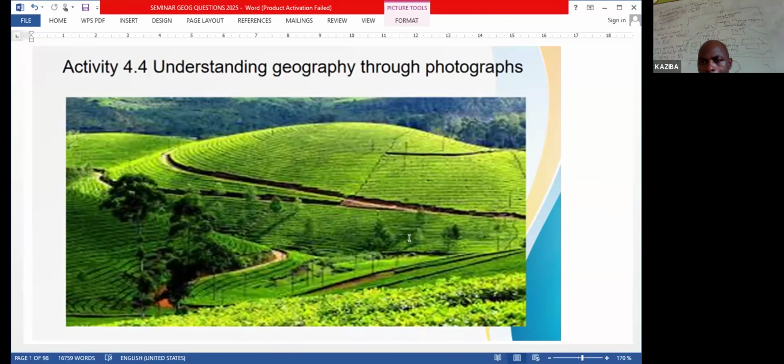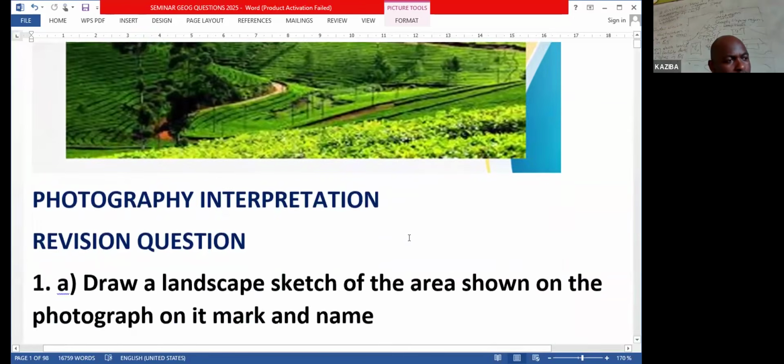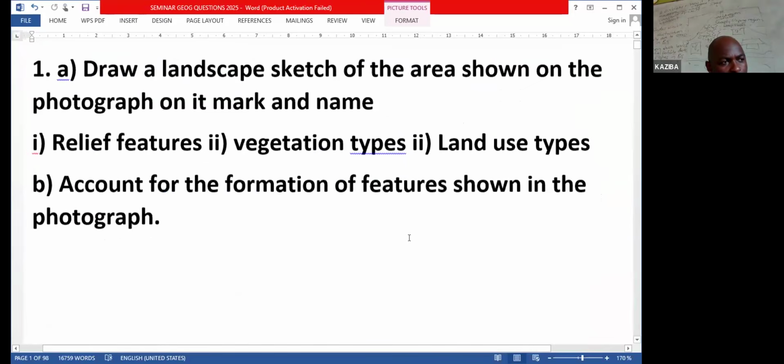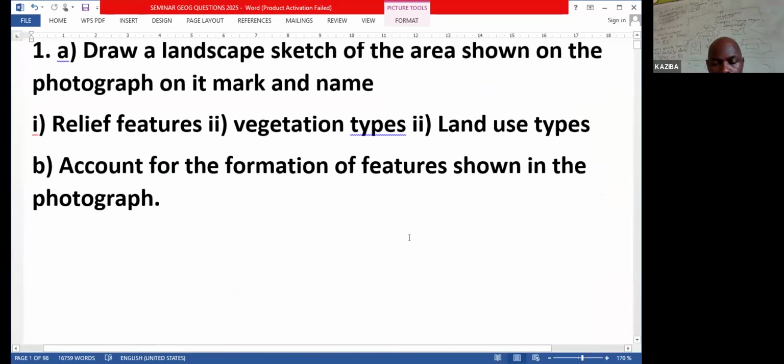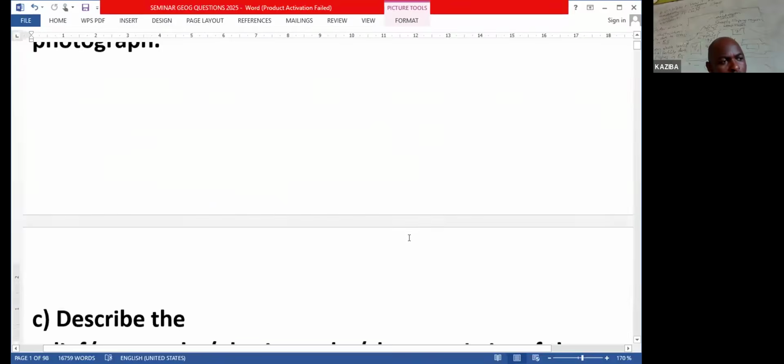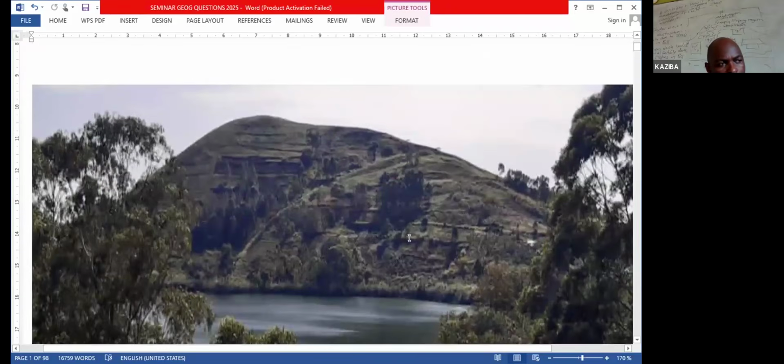So that one is done. Now we're going to look at something else, and that is someone asking about accounting for the formation of features in the photograph. Account for the formation of features shown in the photograph. We're going to begin by looking at this feature there.